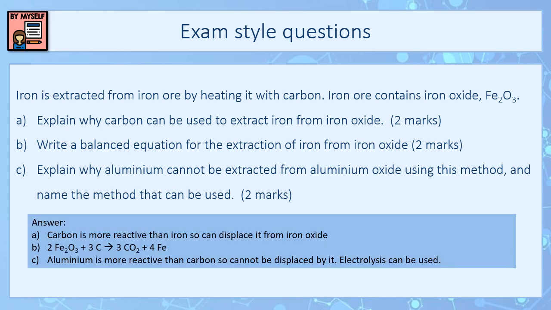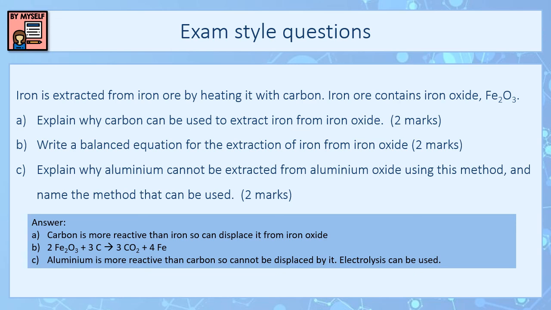So carbon can be used because it is more reactive than iron, so it can displace it from iron oxide. The balanced equation was quite tricky here. You've been given the formula for the iron oxide, Fe2O3, and you know that you're adding carbon or C to it. You know that your product will be iron metal, and you'll also be getting carbon dioxide being produced in that displacement, and then it's a matter of balancing.